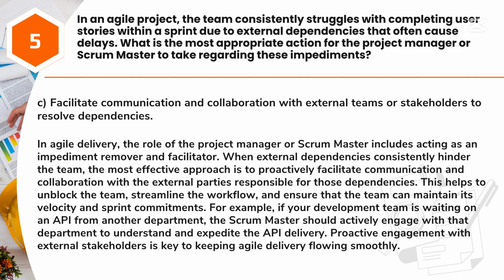This helps to unblock the team, streamline the workflow, and ensure that the team can maintain its velocity and sprint commitments. For example, if your development team is waiting on an API from another department, the Scrum Master should actively engage with that department to understand and expedite the API delivery. Proactive engagement with external stakeholders is key to keeping Agile delivery flowing smoothly.